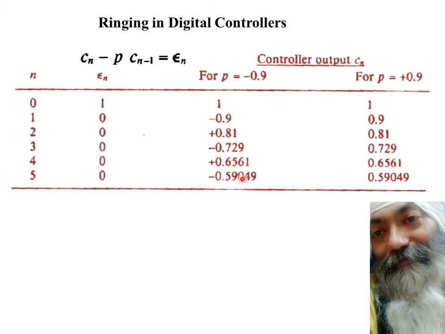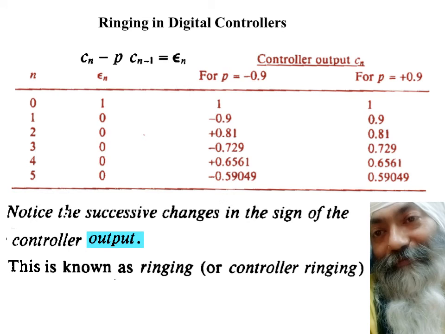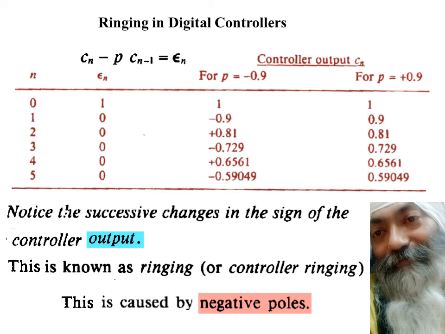It means that if the sample time is, let us say, 1 second, then it is physically not possible for the controller to move in 1 second from almost fully open to almost fully closed. It's not possible. We avoid this kind of situation. We say the controller is ringing. We don't want this kind of controller. And friends, this successive change in the sign of the controller output, once again I may say, is called ringing. And we have also seen that this is caused by negative poles. It was not there for p is equal to plus 0.9. It was there only for p is equal to minus 0.9. So what do we see?